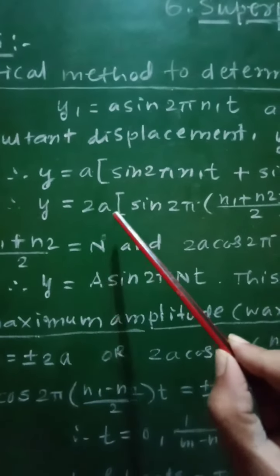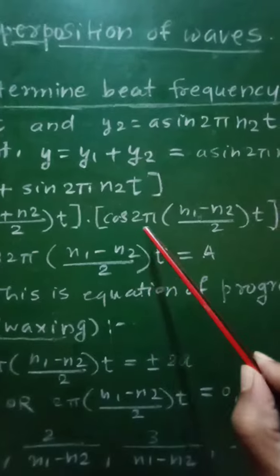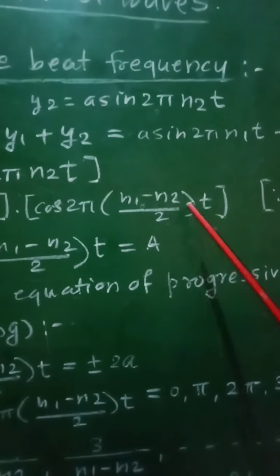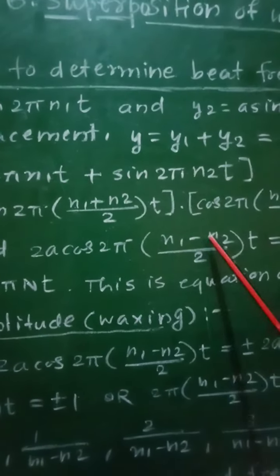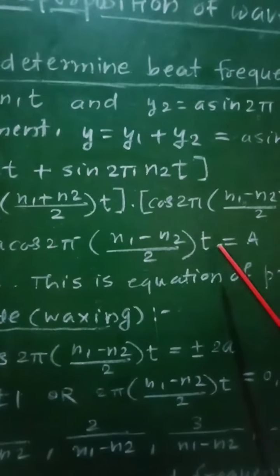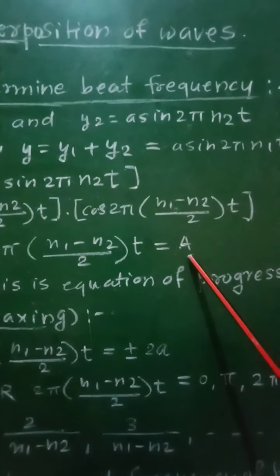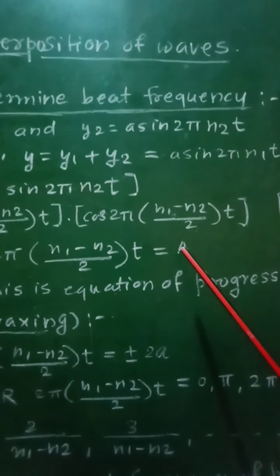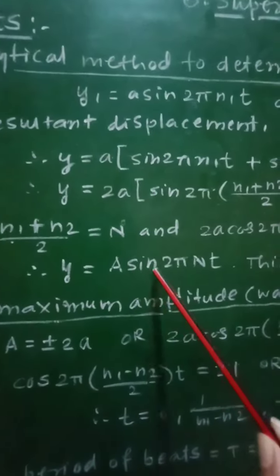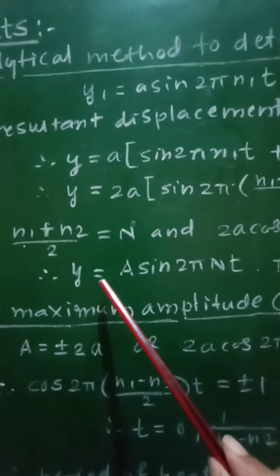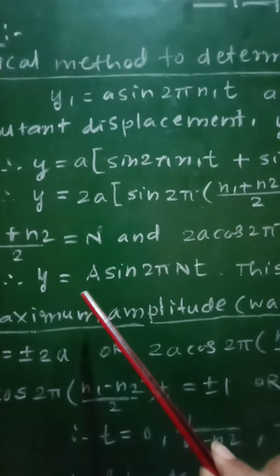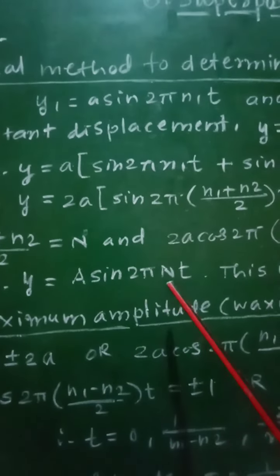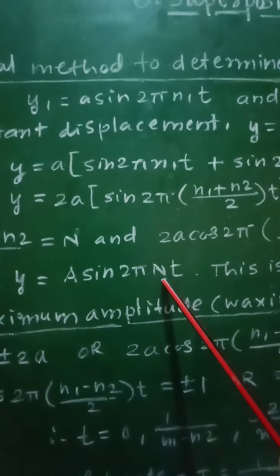And second, 2a cos 2 pi (n1 minus n2)/2 into t is equal to A, where this A represents the amplitude of the resultant wave. Now putting these substitutions, we get y equal to A sin 2 pi n t, where A is the amplitude of the resultant wave and n is the frequency of the resultant wave.